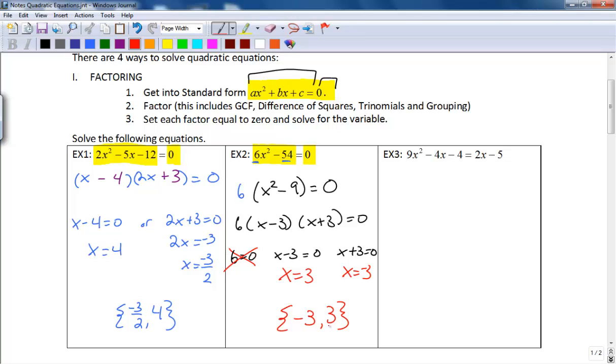Let's look at example 3. Example 3 says, same thing, solve this quadratic. Well, am I in standard form? No, I'm not. I have terms on both sides of my equal sign.